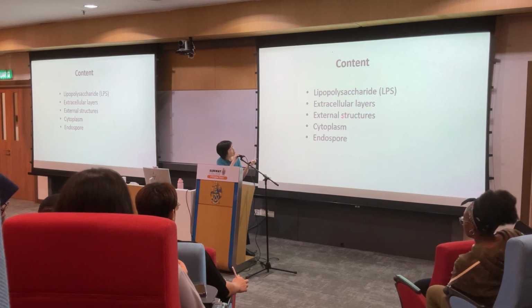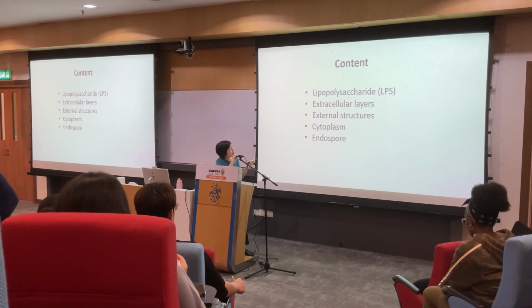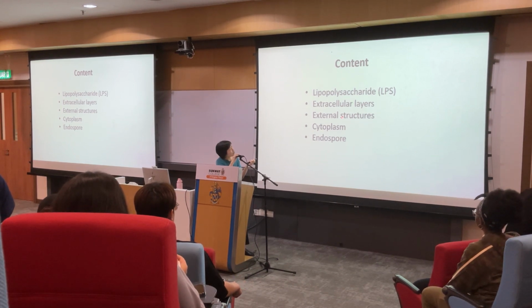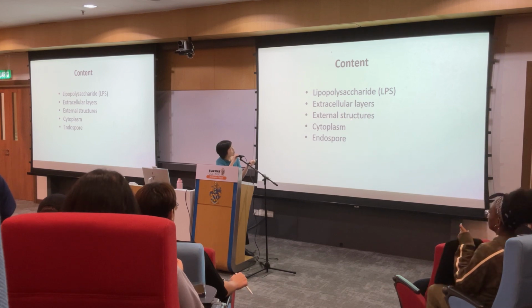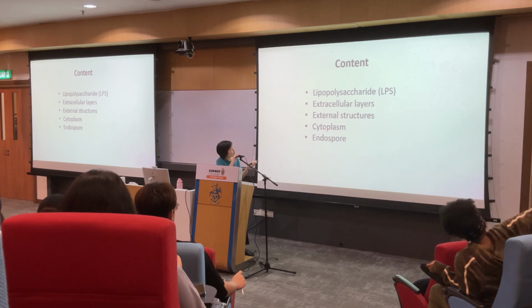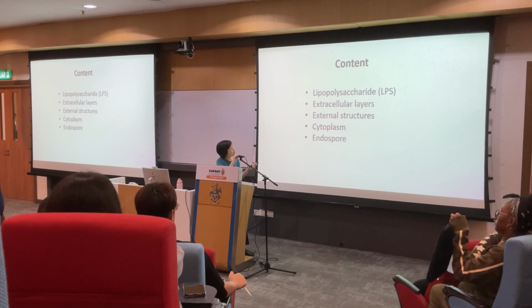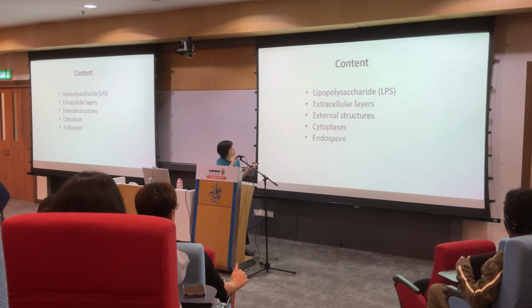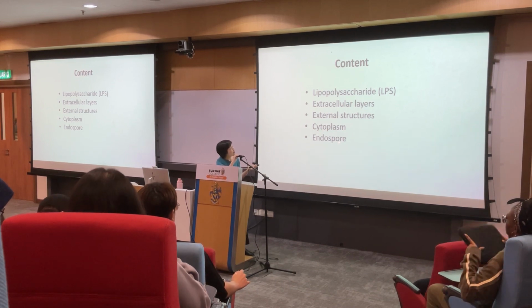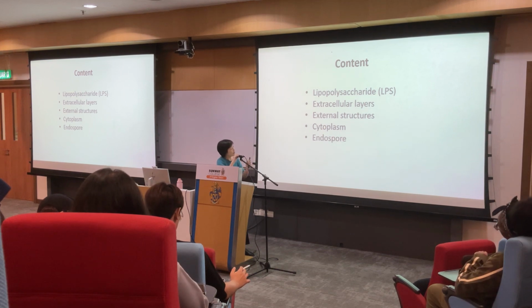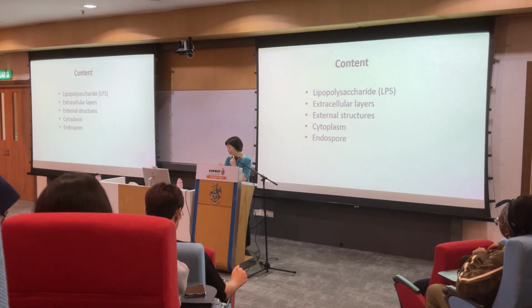External structure include fimbriae, villi, and also flagella. So these are the three external structure. And then we go into the cytoplasm. There's a lot of component in the cytoplasm. And then finally the endospore. Okay, so this is the sequence of the content.